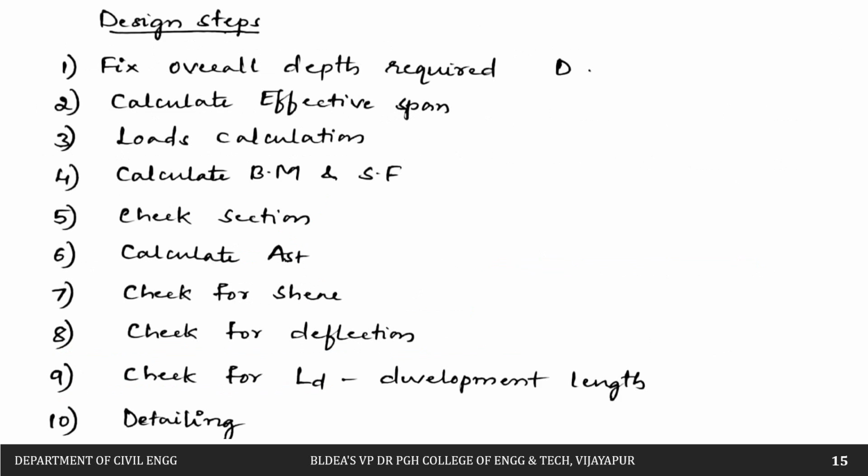Then overall, these are the design steps. Once again we will revise it. This is how we are going to do the design; in the further videos we'll see. First, we are going to fix the overall depth required, that is capital D. Based on that, we are going to calculate the effective depth. b and d we are going to fix.